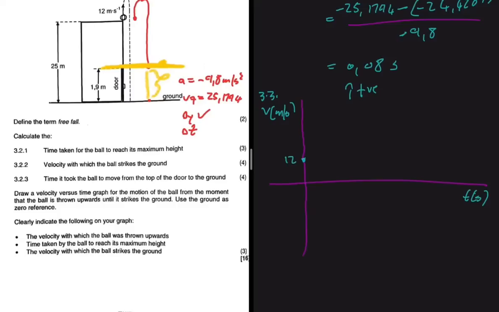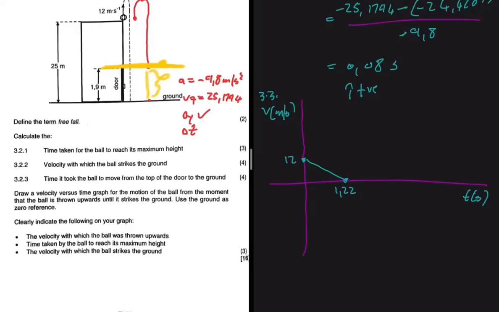And then it takes 1.22 seconds to reach the maximum height, at which the velocity is 0, right? So here, we must have a time which is 1.22. And then from there on, what happens? It changes direction, right? And now we have a negative velocity. So our graph should keep on going down.